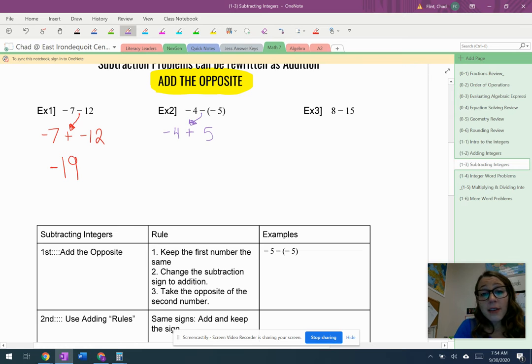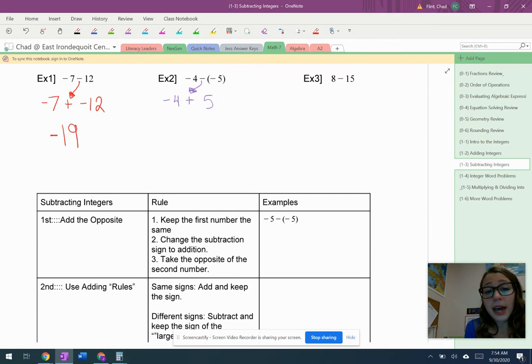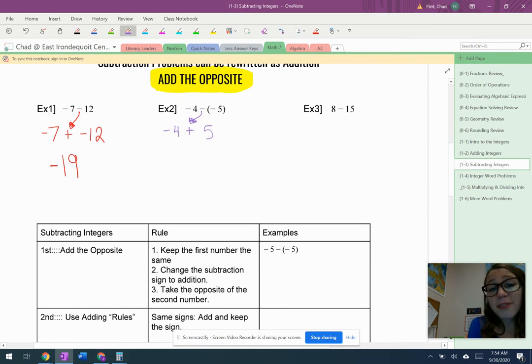So now I've got adding integers with different signs, which, if you don't remember your rule, I've got it right down there. Subtract and keep the sign of the larger. So 5 minus 4 is 1. And what do I have more of? Do I have more positives or more negatives here? More positives, so my answer is a positive 1.